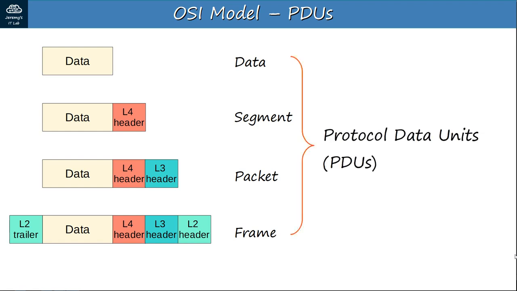Now, there is one new term that is used to refer to all of these. These are all called protocol data units, or PDUs. For example, segment is the term for a layer 4 PDU. Packet is the term for a layer 3 PDU, etc. By the way, at layer 1, the physical layer, the name for the PDU is bit, referring to the bits being transferred on the wire.